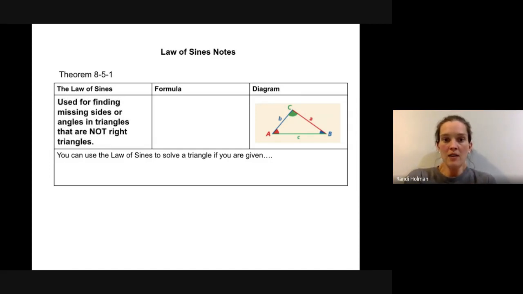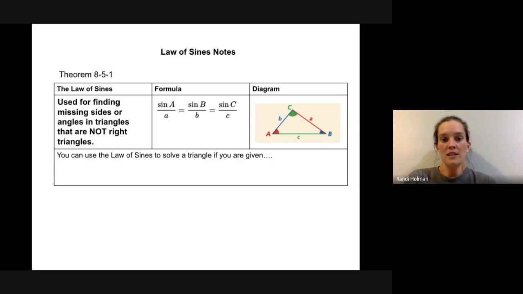We've been looking at a lot of tools for how to find missing parts of triangles. The law of sines is a tool that lets us extend our trig beyond right triangles. Our right triangle trig we can use for any right triangle, that's SOHCAHTOA, any sine, cosine, tangent, using those relationships of sides. The law of sines allows us to find missing parts in triangles that are not right triangles.